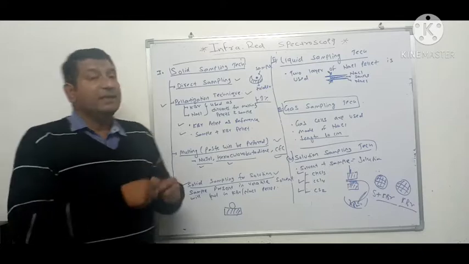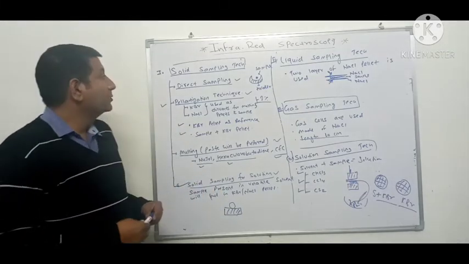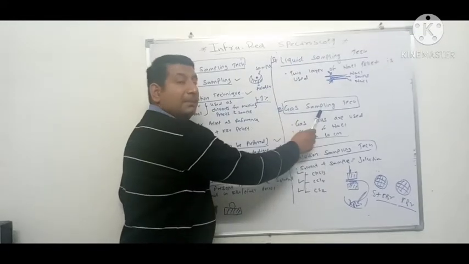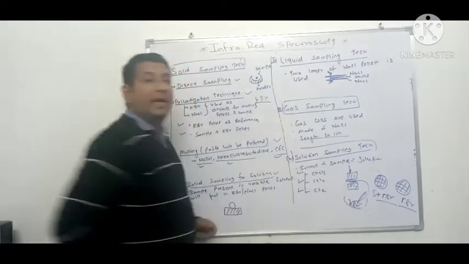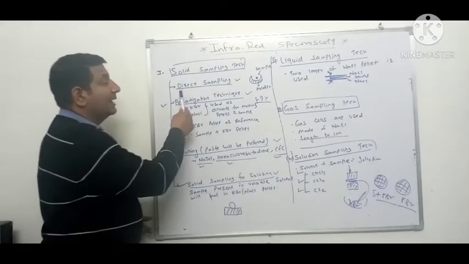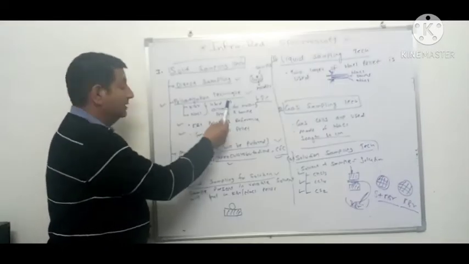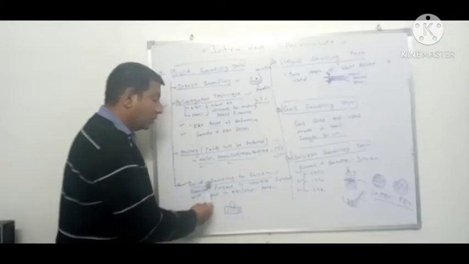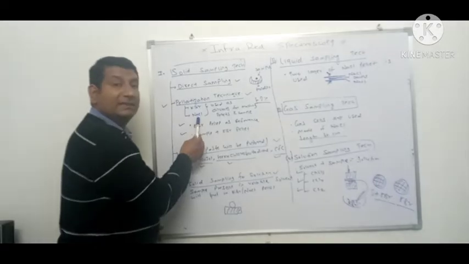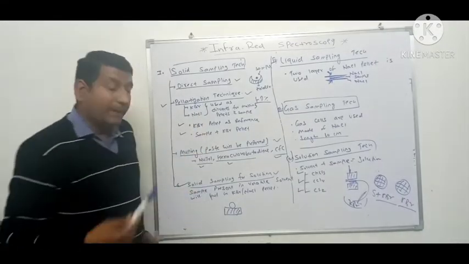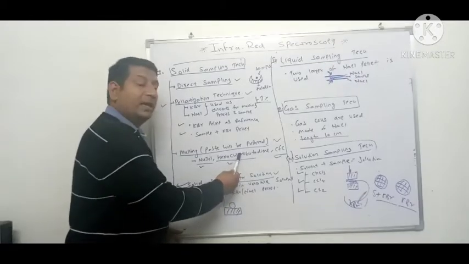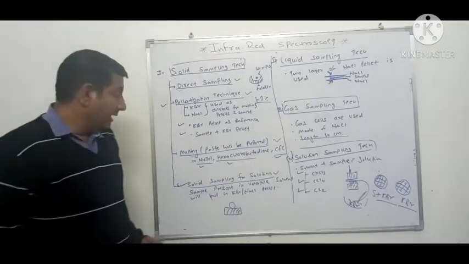So these are the various sampling techniques in IR spectroscopy: solid sampling, liquid sampling, gas sampling, and solution sampling. Solid sampling is further subdivided into direct sampling, pelletization, mulling, and solid sampling for solution. In pelletization, we use KBr or NaCl as the substance for making pellets. In mulling techniques, we use Nujol, hexachlorobutadiene or CFC as mulling agents.